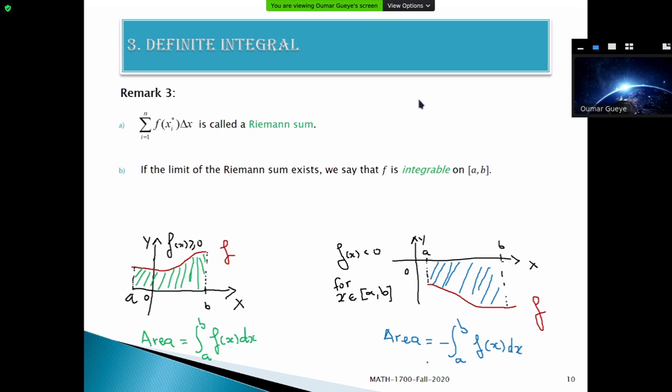Anytime you get a question asking you to find the area, you can use the integral to calculate the area, but first you need to know the sign of f over the interval AB. If the function is positive in the entire interval, the area is going to be exactly equal to the integral. If the function is negative, the area is going to be the opposite of the integral. So you calculate the integral and multiply it by -1 to get the area.